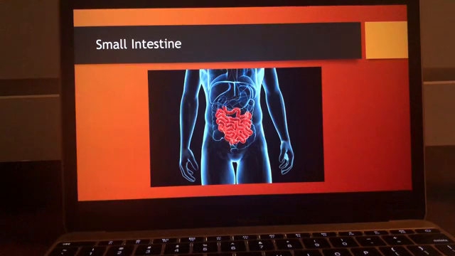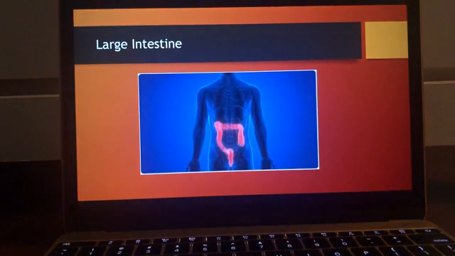The small intestine is a tubular organ that extends from the pyloric sphincter to the beginning of the large intestine. It fills most of the abdominal cavity. It receives chyme from the stomach and liver and pancreatic secretions. It completes digestion of the nutrients in chyme, absorbs products of digestion, and transports the remaining residue to the large intestine. And lastly, we have the large intestine.